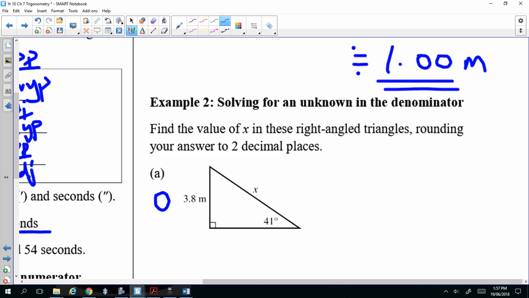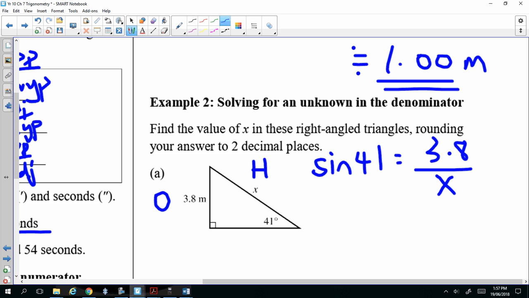So we do sine 41 equals 3.8 over x. Now this time, the x is in the denominator. So what do you do if it's in the denominator? You have to do one extra step. The first step is to multiply both sides by x. That will cancel the x first. So you end up with x sine 41 equals 3.8.